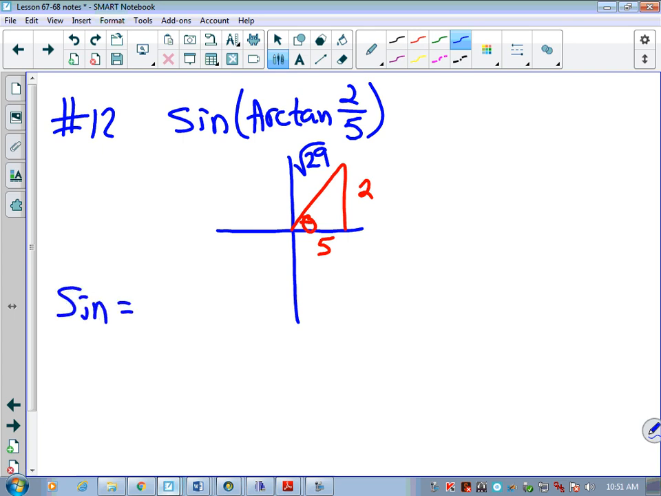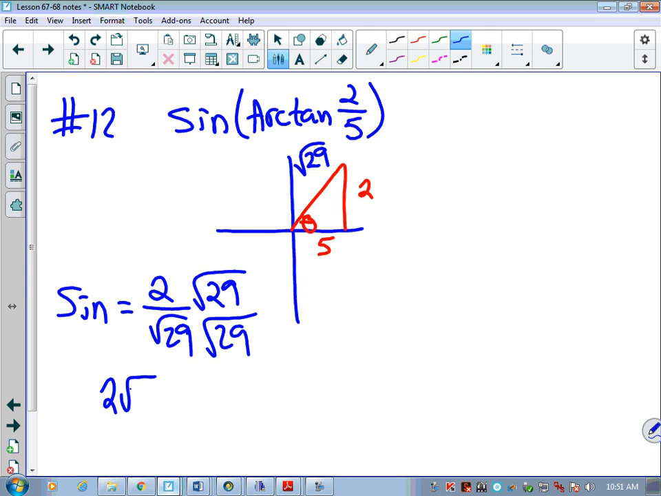is going to be equal to opposite over hypotenuse. So you're going to end up with 2 over radical 29. You can't leave it like that. You're going to have to multiply by radical 29 over radical 29. Okay, 29 is prime. So you're going to end up with 2 radical 29 over 29 is your answer.